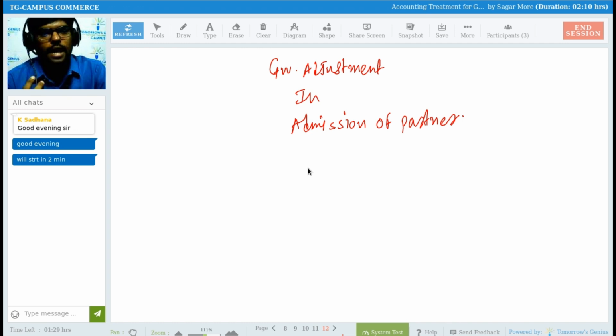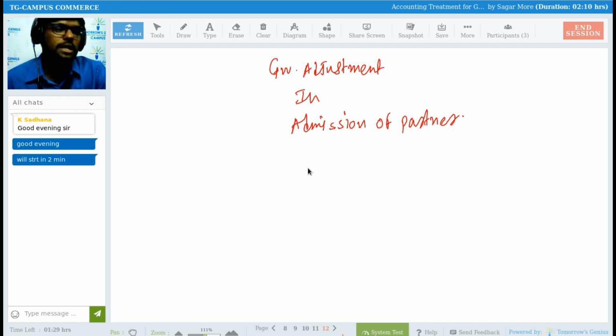There are two scenarios. Either a new partner will bring cash for goodwill into the partnership firm, or he will not. If he brings it, the entry is bank account debit to the sacrificing partners' capital accounts in the sacrifice ratio. That's why we calculated the sacrifice ratio, because for goodwill adjustment it is mandatory and important.